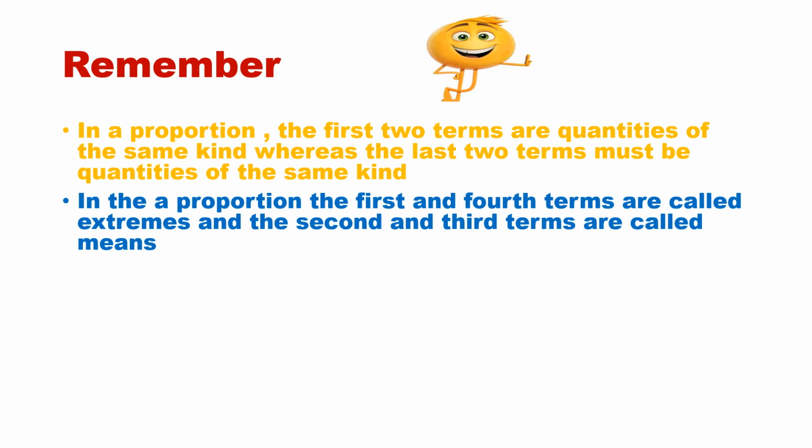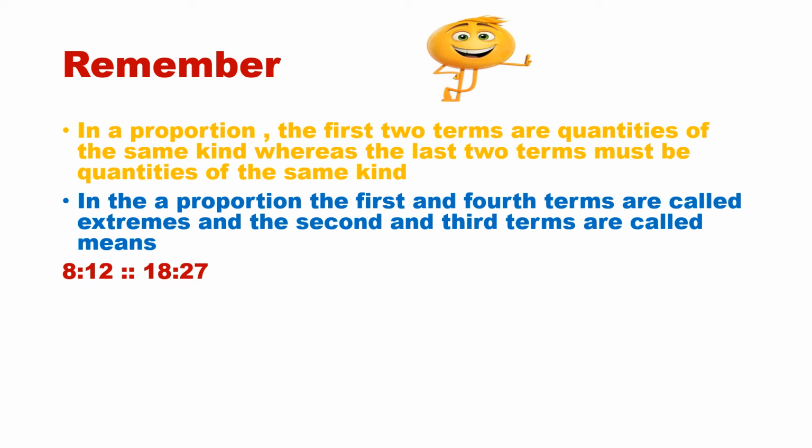Next, in a proportion, the first and fourth terms are called extremes. So they're extremes. So they are at the ends. That is why they are called extremes. And the second and third terms are called means. So they are in between. That is why they are called mean terms. So extreme terms and mean terms.